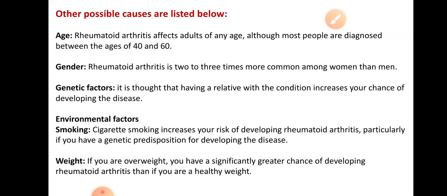Next is environmental factors, which include smoking. Cigarette smoking increases your risk of developing rheumatoid arthritis, particularly if you have a genetic predisposition for developing the disease. Next is weight or obesity. If you are overweight, you have a significantly greater chance of developing rheumatoid arthritis than if you are a healthy weight.